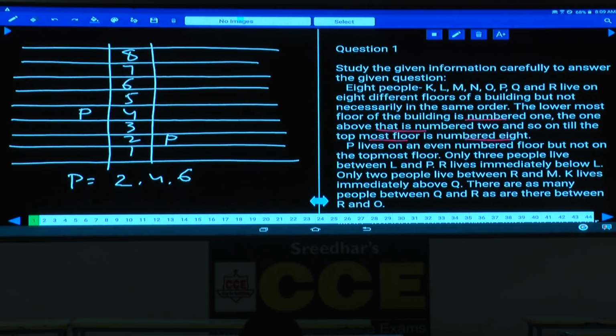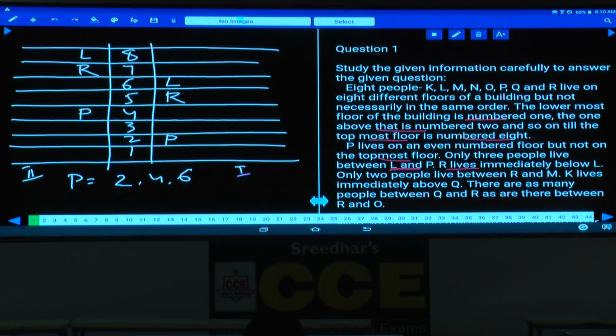Now P lives on an even number floor, but not on the topmost floor. Only 3 people live between L and P. As 3 people live in between L and P, this is case 1 and this is case 2. In case 1, with 3 people between L and P, L must be on the 6th floor. And in the second case, L must be on the 8th floor. R lives immediately below L. In case 1, R is living on the 5th floor, and in case 2, R is living on the 7th floor.